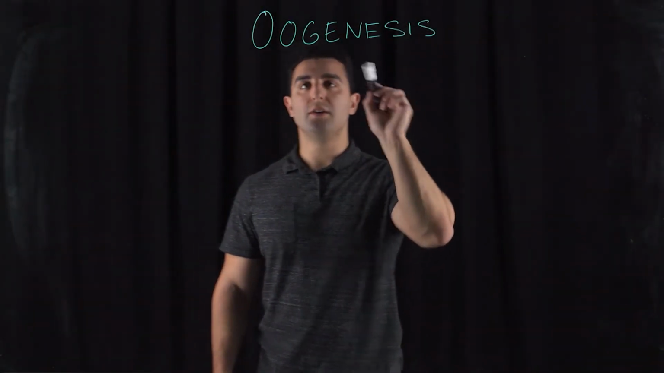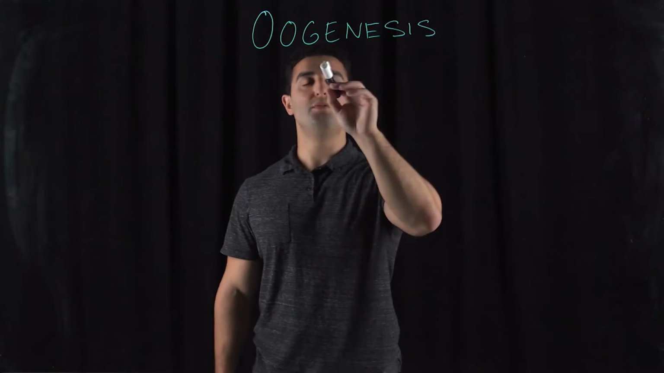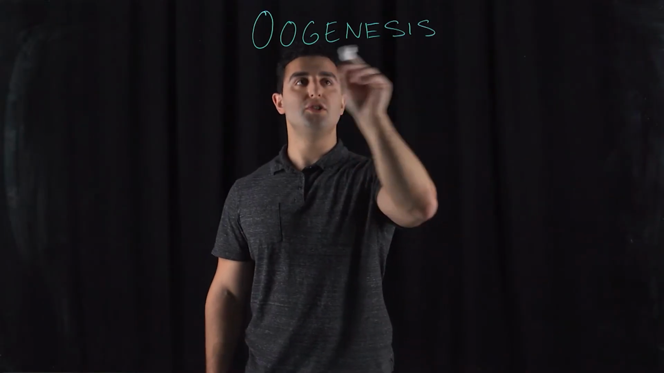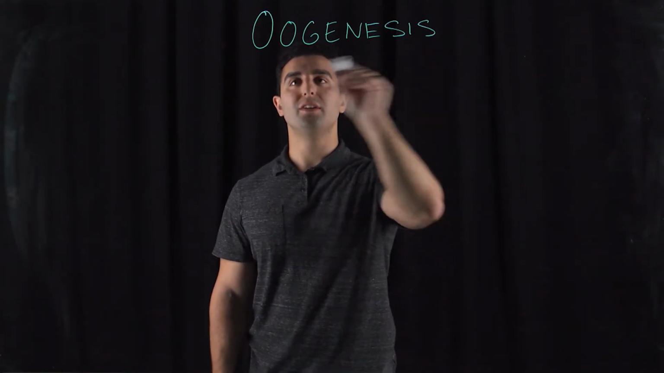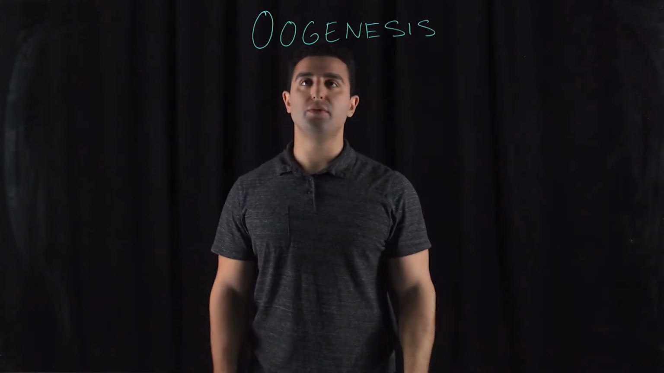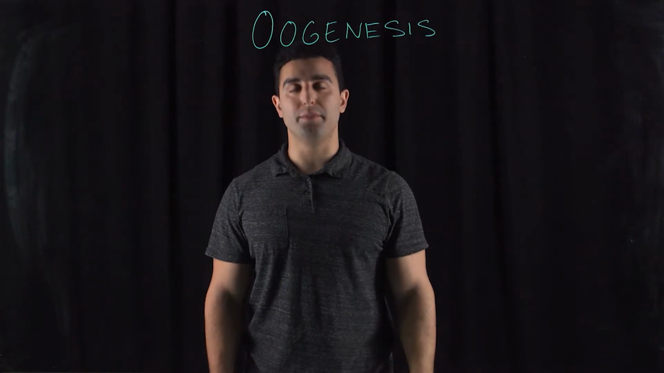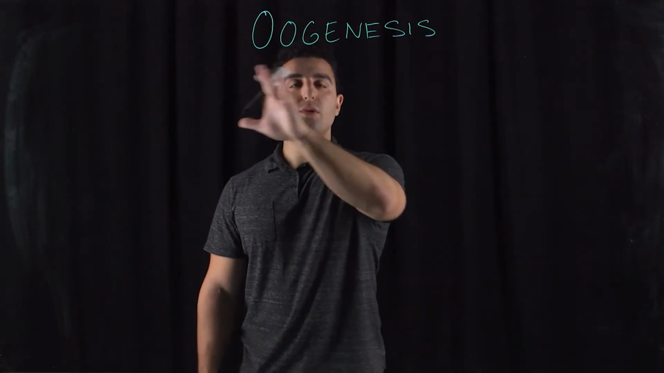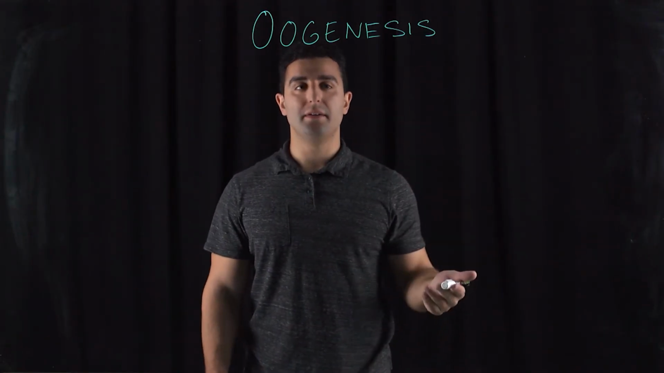So now we're going to be focusing on oogenesis. Before we get started, what does the word genesis mean? Creation. What does the oo part mean? That's an abbreviation for the root for oocytes, for ovum. Okay? So we're looking at the creation of egg.